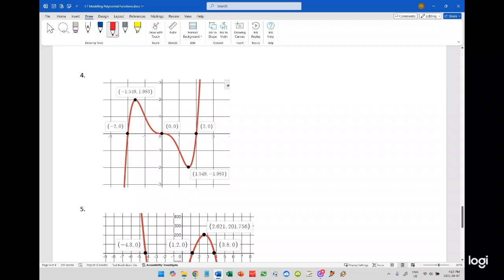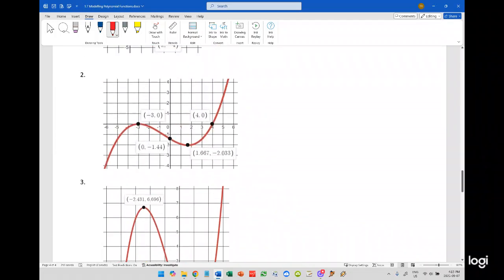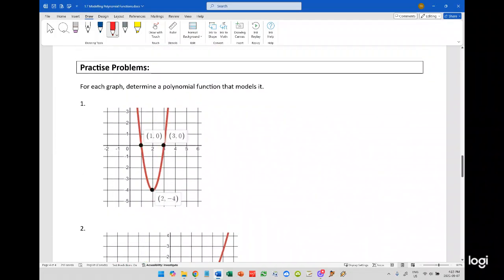Try them. The answers are at the bottom. You can always plug them into Desmos to double check whether or not your graph looks right. If you come up with the right equation, it should graph that graph in Desmos. You should be good. So give those a shot.